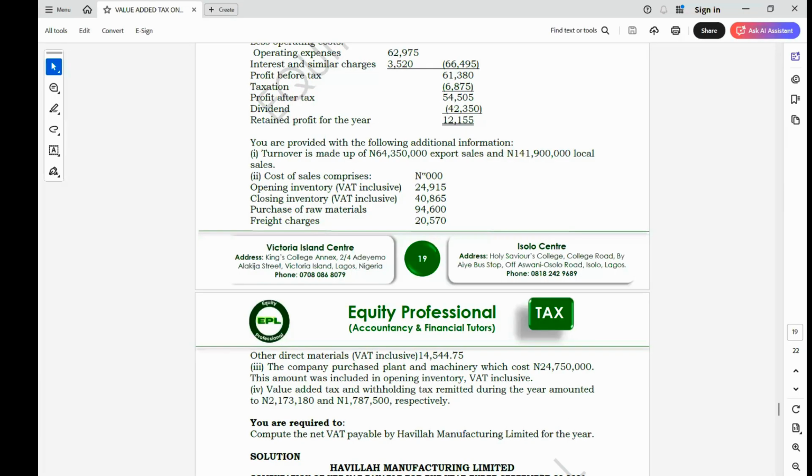We are asked to compute net VAT payable. So I'm going to use our Excel. So, net VAT payable by the company. Computation of the net. Let me share our Excel.